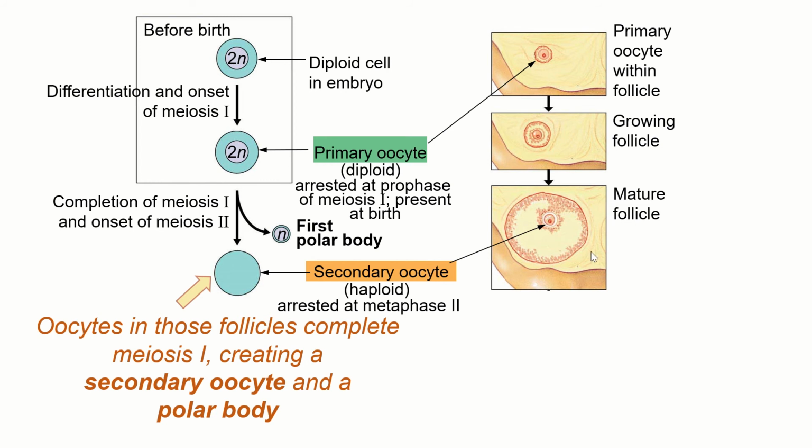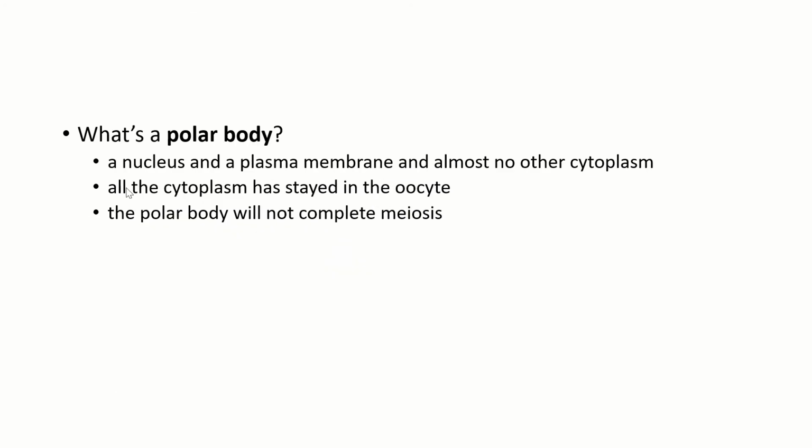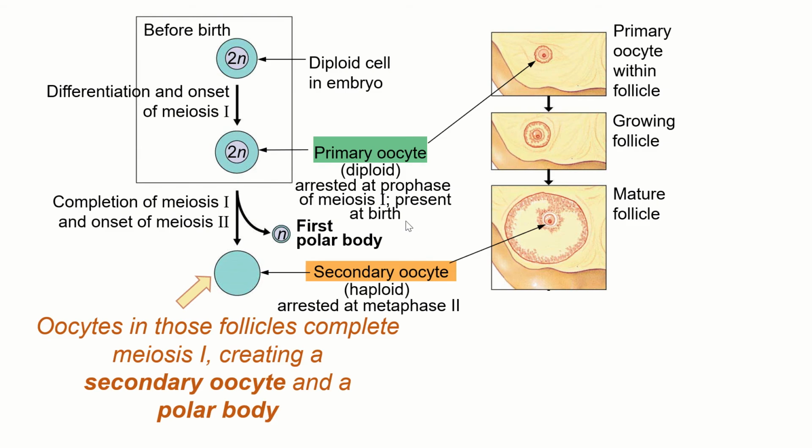So the mature follicle, you can see the follicle itself has grown a lot. All of these little dots here, these are all cells. Okay, and there is a fluid-filled space between the follicle and the oocyte. The oocyte is also surrounded by cells from the follicle. All right, so polar body. What's a polar body? It's essentially just a nucleus and a plasma membrane. All the other cytoplasm has stayed in the oocyte. The polar body does not finish meiosis, so it's just going to be reabsorbed by the ovary.